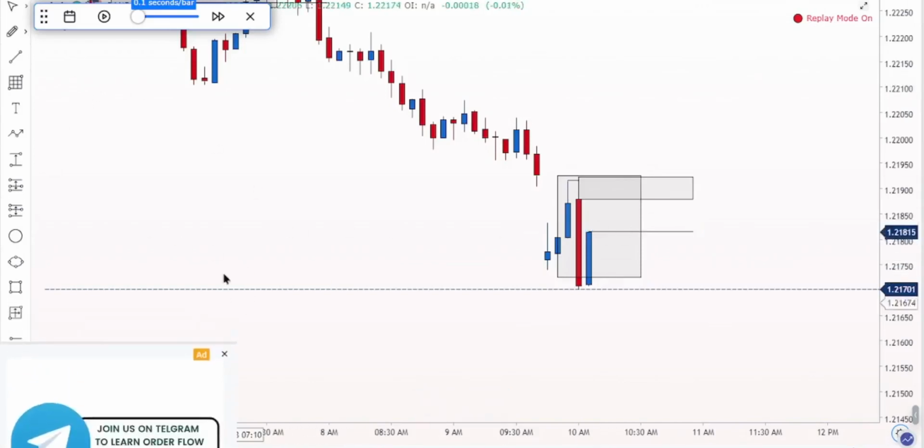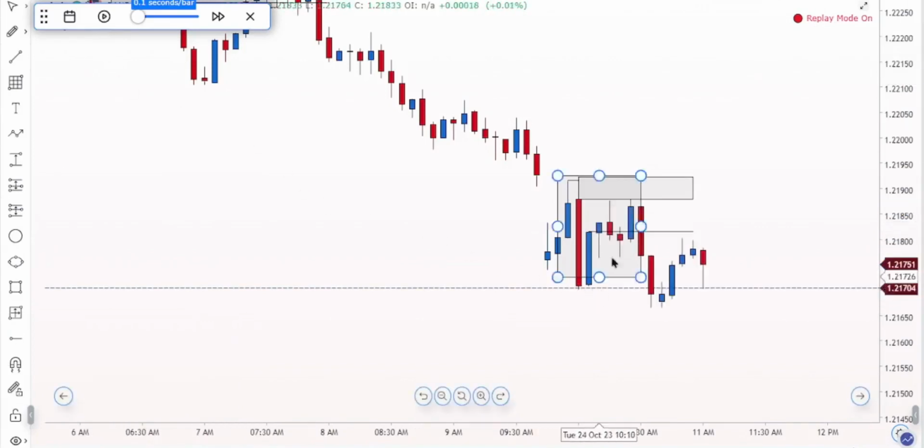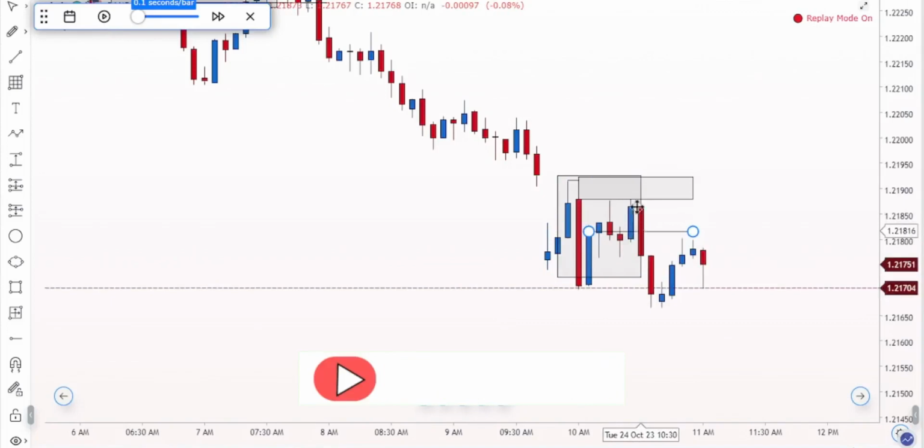All right, so we can play price and see how price reacts. Now, as you can see, once price broke out, price went back up, tapped on this order flow, tapped on the fair value gap, and tapped on the OB and dropped. Can you see that? So that is our second example.